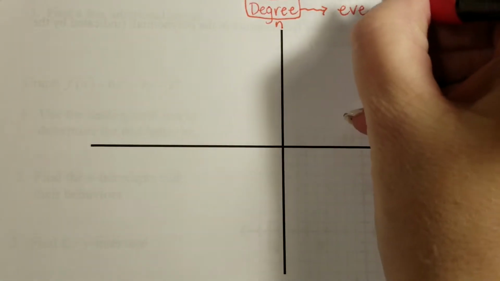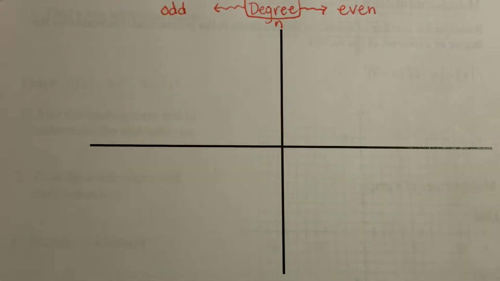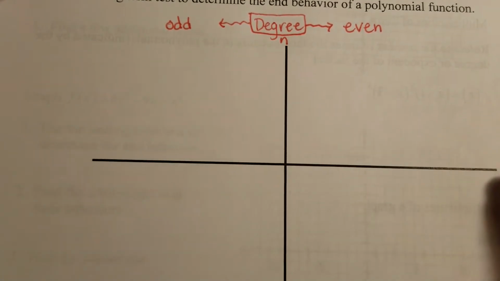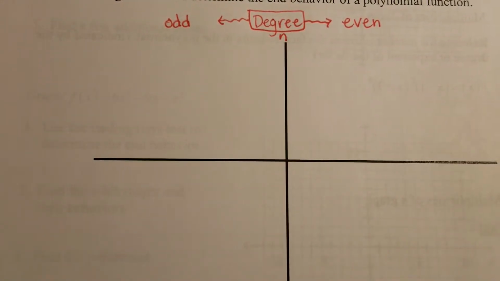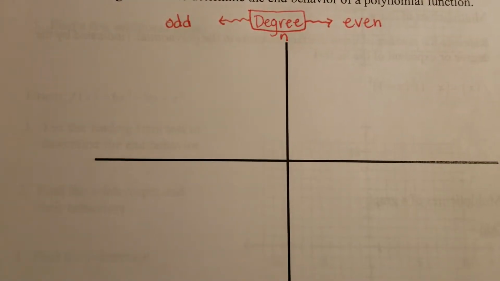even, or it could be odd. Odds being 1, 3, 5. Evens being 0, 2, 4, 6.